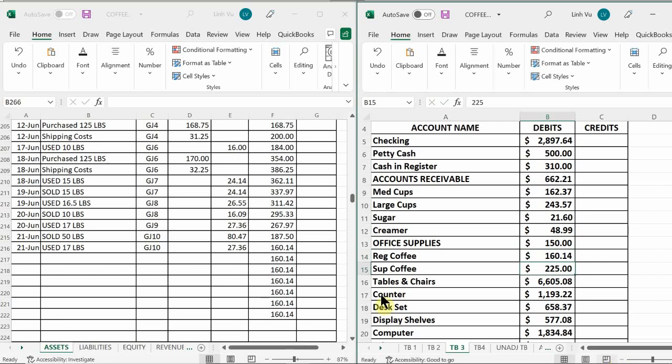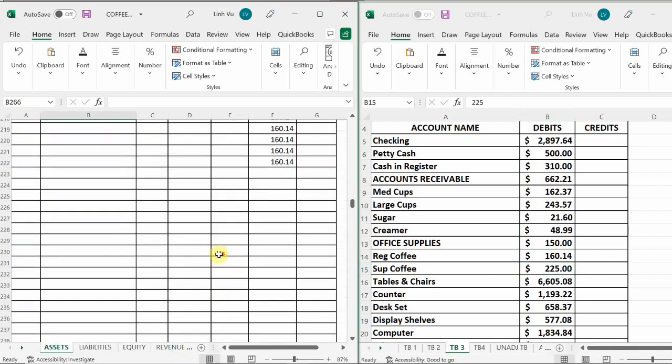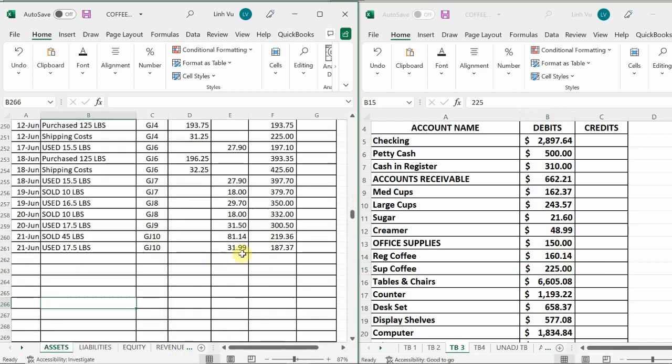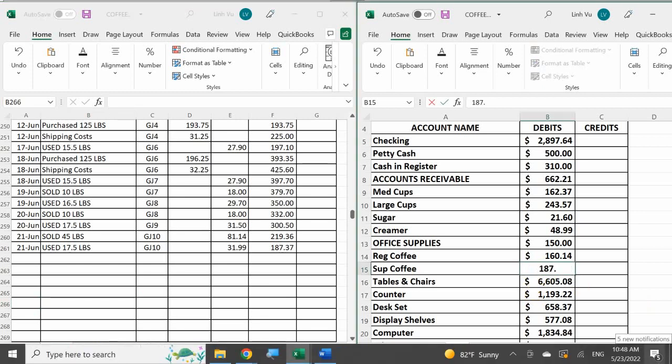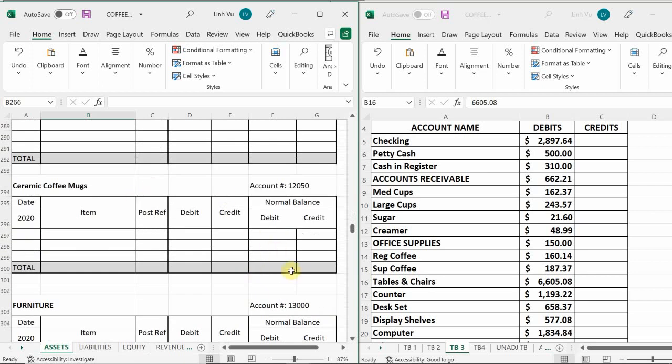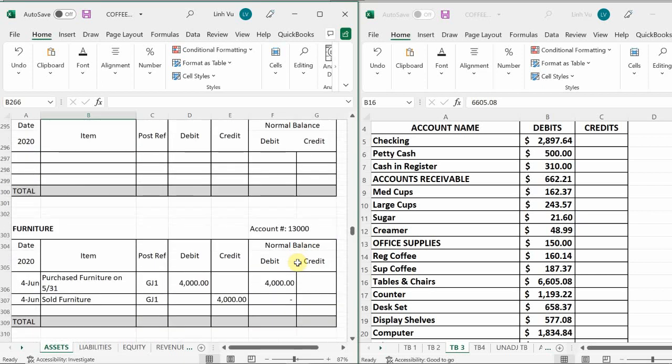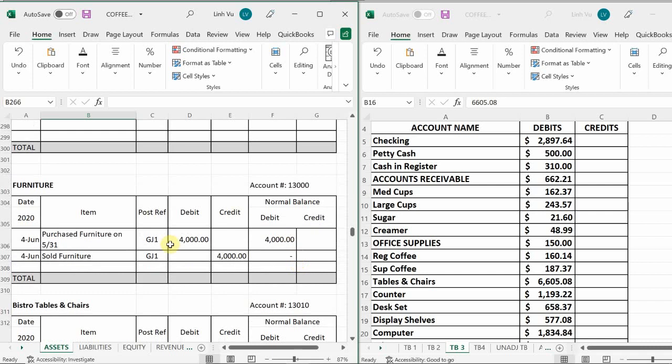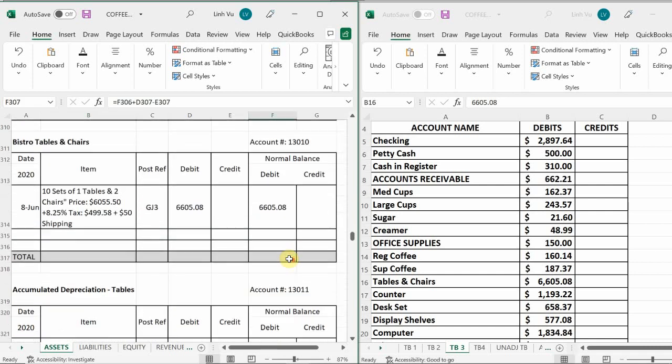160.14. Okay. What about my Supreme coffee? Supreme coffee we have 187.57. Okay. All right, good. Ceramic coffee mugs. Nothing yet because it's periodic inventory. What about my furniture? Still nothing, right? What about my tables?